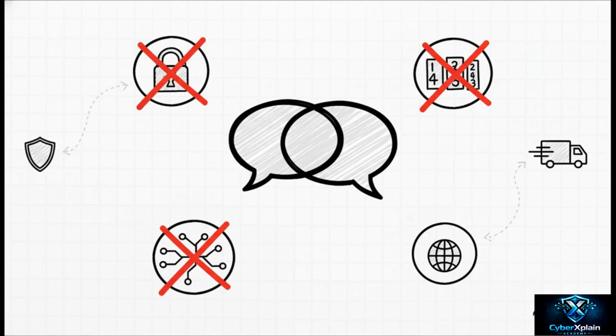It also doesn't decide how your data gets routed across the internet. That's up to layer 3, the network layer. And it doesn't guarantee that every single data packet arrives safely and in order. That's a job for layer 4, the transport layer. See? The session layer is laser-focused on one thing: managing the conversation.